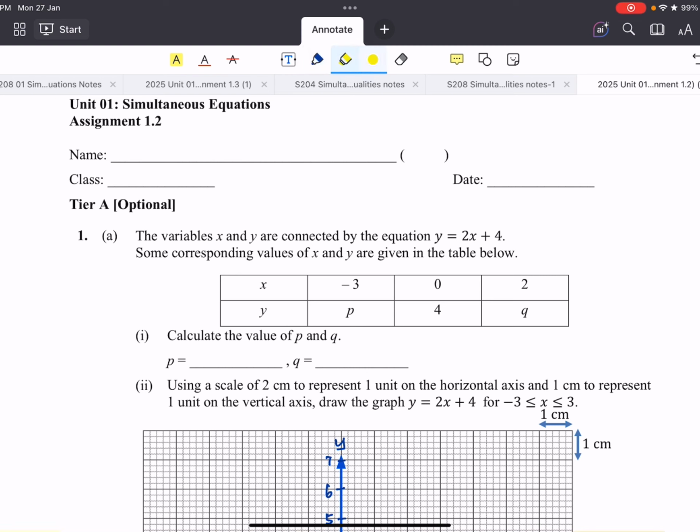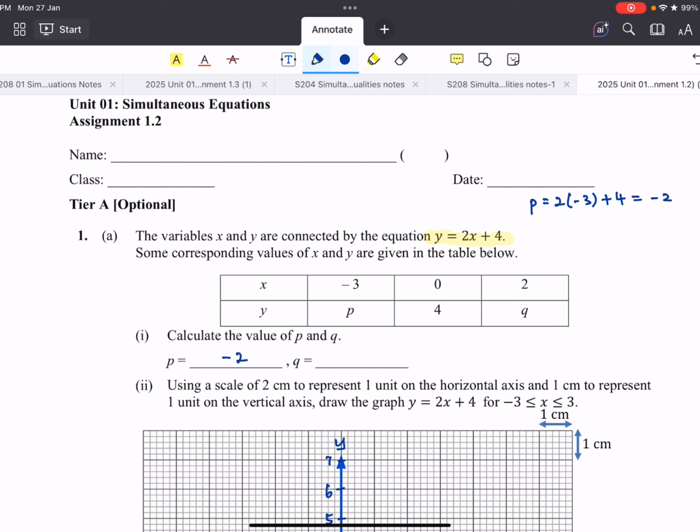So what we can do is, this is the equation. All we need to do is understand how the table works. This means that when x is negative 3, y is equal to P. To find the value of P, all I need to do is substitute the x and y values into the equation accordingly. So P happens when my x value is negative 3. When I do this, the result is going to be negative 2. So I know my P is going to be negative 2.